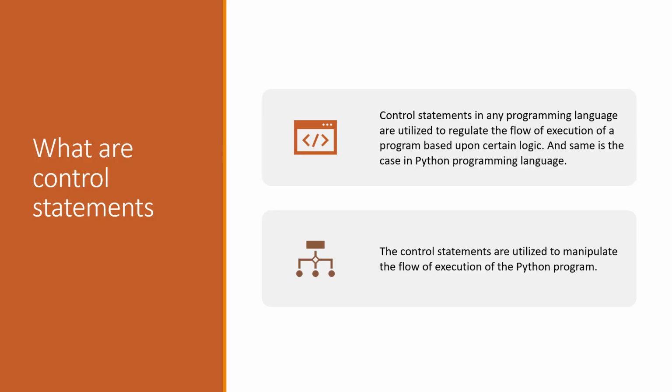Now control statements are generally available in almost every programming language. The main role of these control statements is to manipulate the flow of execution of a program. In Python, the flow of a program goes from top to bottom. But what if we want to run a block of code a certain number of times, or execute a block of code based upon a certain condition? In those cases, we generally use control statements.